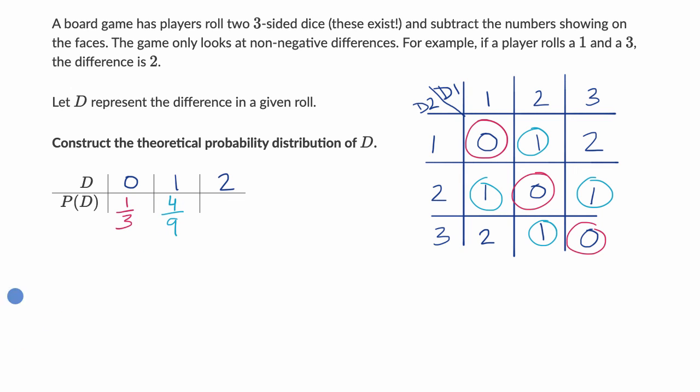And then last but not least, a difference of 2. Well, there's 2 out of the 9 scenarios that have that. So there is a 2/9 probability right over there. And we're done. We've constructed the theoretical probability distribution of D.